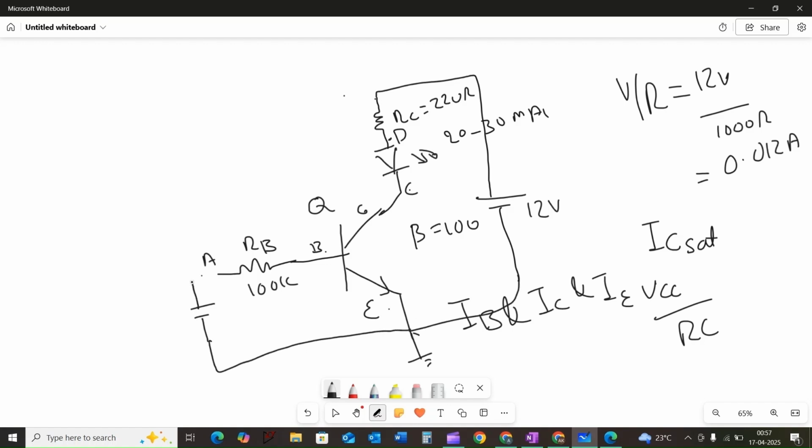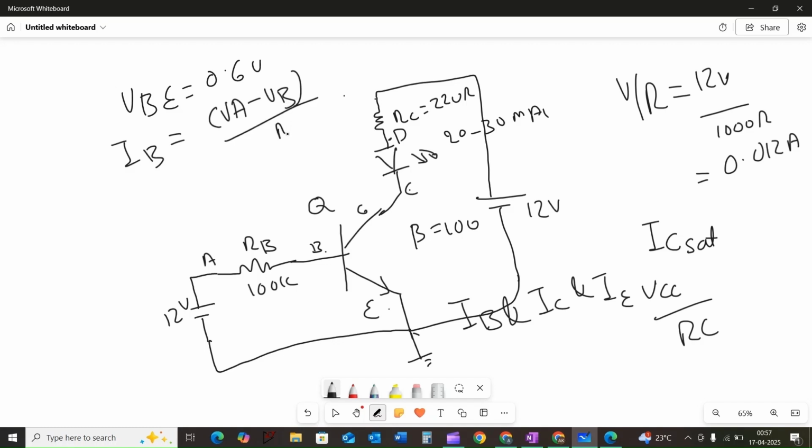The positive terminal is connected to the resistor RB. This is the 12 volt. First set the ground potential to 0 volt, assuming that VBE is equal to 0.6 volt. The base current IB can be calculated by using Ohm's law. IB is equal to VA minus VB divided by RB.